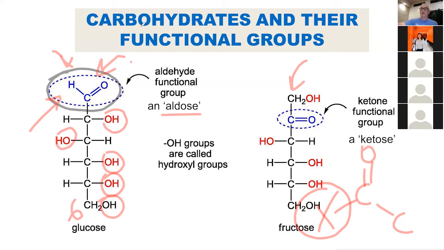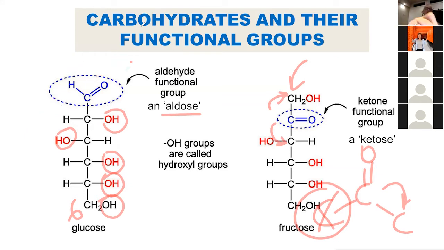A ketone has the carbonyl group, and the carbon that's connected to the oxygen has a carbon on one side and a carbon on the other side. You see? Carbon there, carbon there. But what about the aldehyde? It has a hydrogen. That's right. There's a hydrogen on the other side. So this carbon, which is double bonded to our oxygen to make the carbonyl group, is connected to a carbon on one side, but a hydrogen on the other side. That's why it's always at the end.